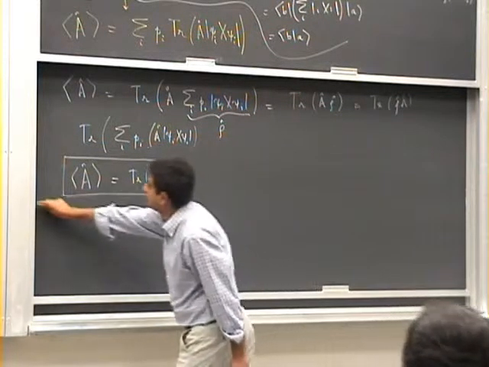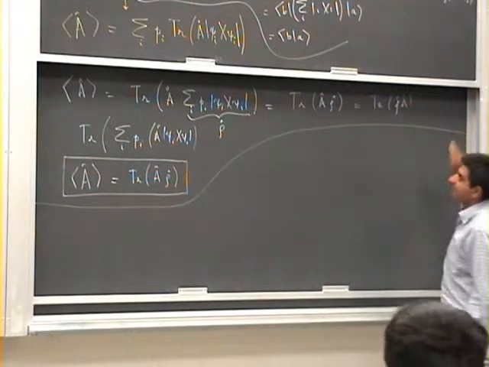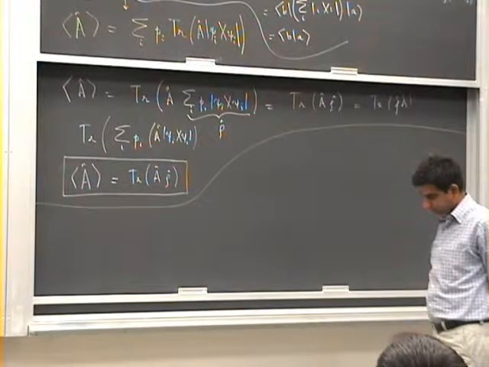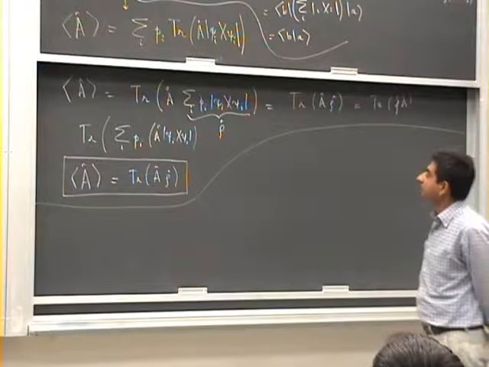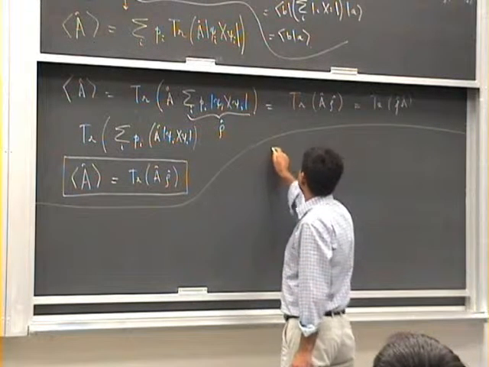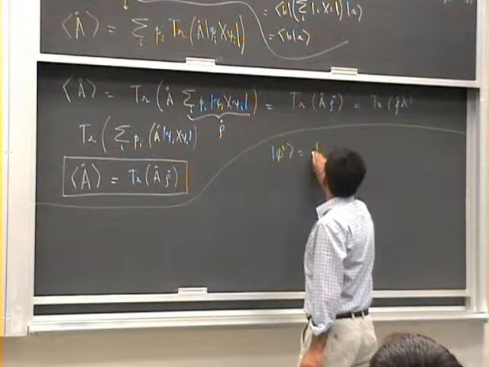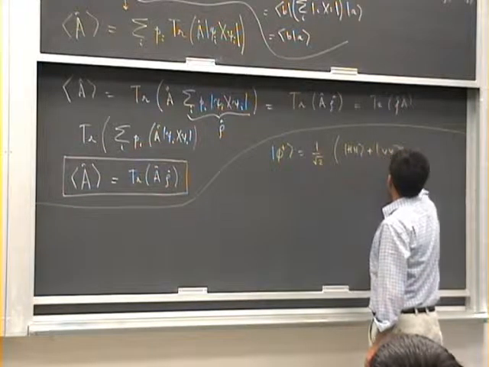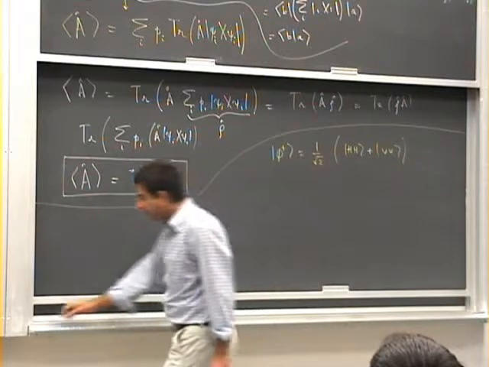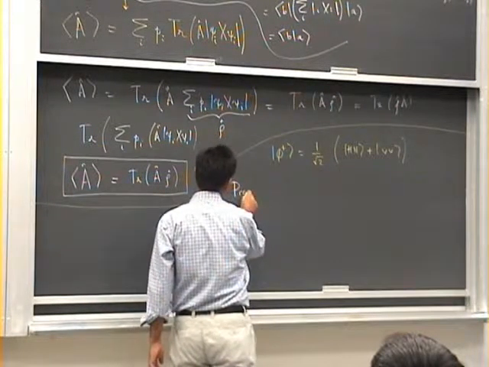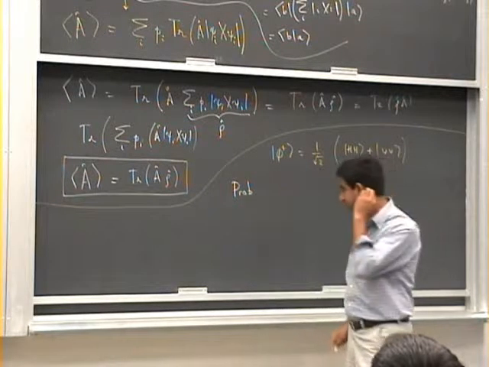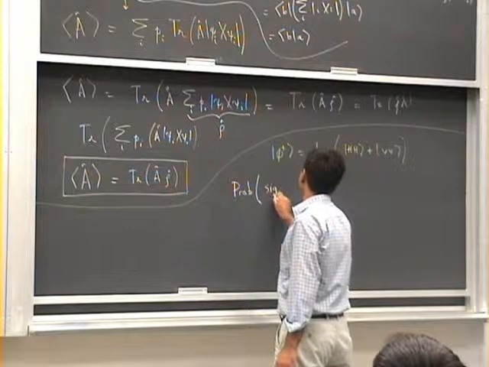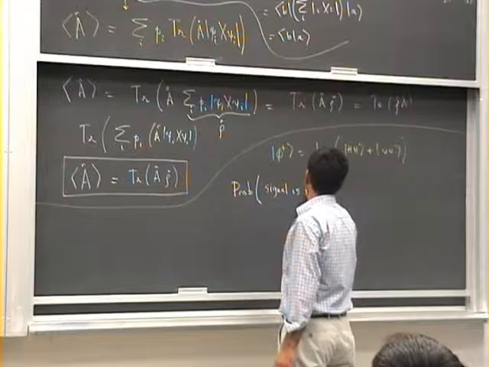Suppose I have the Bell states. Suppose I have the Bell state phi plus, which is given by 1 over root 2 times HH plus VV. I would like to find the probability that my signal photon is H.